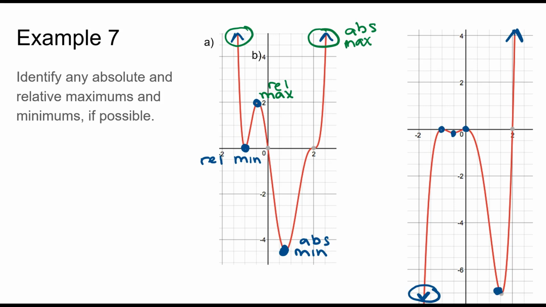So let's go through and label. This is a minimum because it's pointing down, and this is a minimum. Well, this is going down forever, so that's the absolute, and here's the relative. And here's a minimum here, and that's a relative. We've got maximum, maximum, and maximum. This guy's going up forever, so he's the absolute, so these are our relatives. And that concludes higher degree polynomial characteristics.